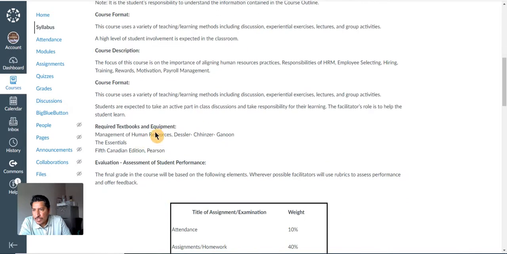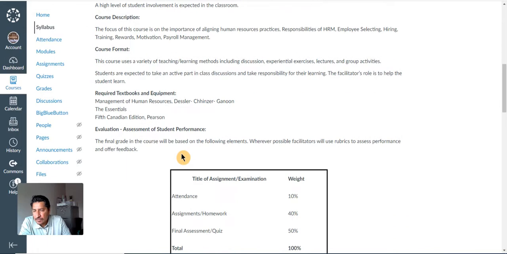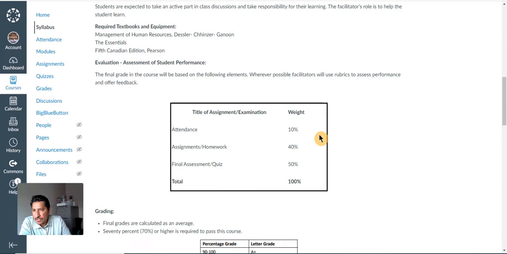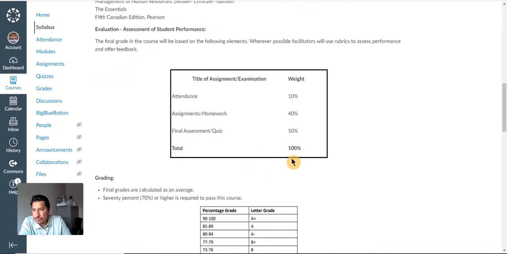The required textbooks and equipment. The reference book for this course is Management of Human Resource, Dessler, the Essentials, 5th Canadian edition, Pearson Publisher. The evaluation of this course is attendance at 10%, assignments and homework 40%, final quiz 50%, so the total is 100.